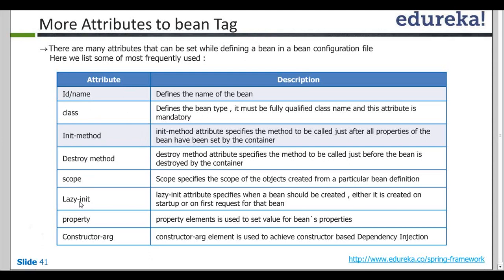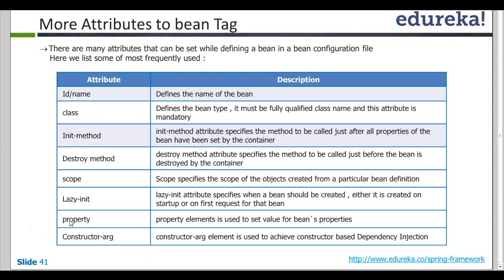Lazy init is usually set to false. What does it mean? It tells the container: create the bean as the container loads. When the container has started, load all beans. That means create all beans for me. That is set using the property called lazy init set to false. But when you say lazy init set to true, the bean will not be created until you use it. That means it will not be created once the container is up, rather it will be created when you use it for the first time. That is how it will be decided by your lazy init property.